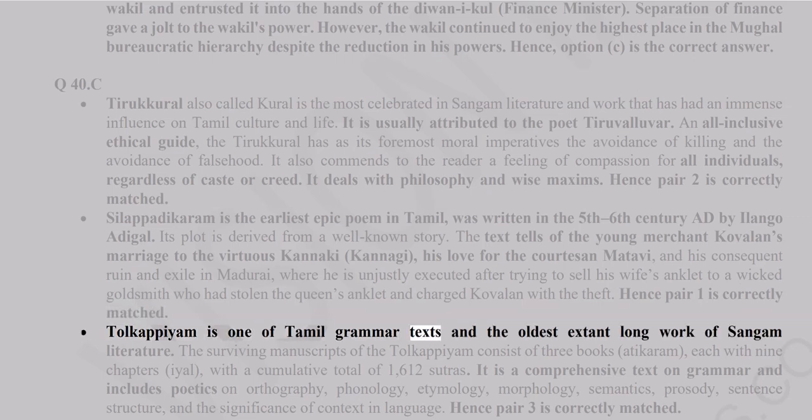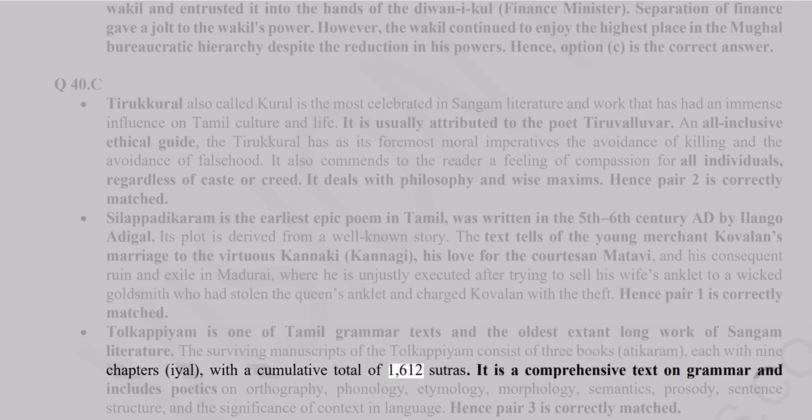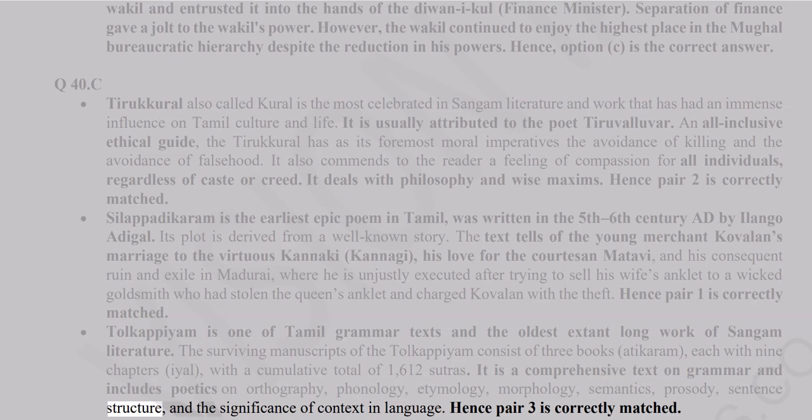Tolkappiyam is one of the Tamil grammar texts and the oldest extant long work of Sangam literature. The surviving manuscripts of the Tolkappiyam consist of 3 books, Adhikaram, each with 9 chapters, Eel, with a cumulative total of 1,612 sutras. It is a comprehensive text on grammar and includes poetics on orthography, phonology, etymology, morphology, semantics, prosody, sentence structure, and the significance of context in language. Hence, pair 3 is correctly matched.